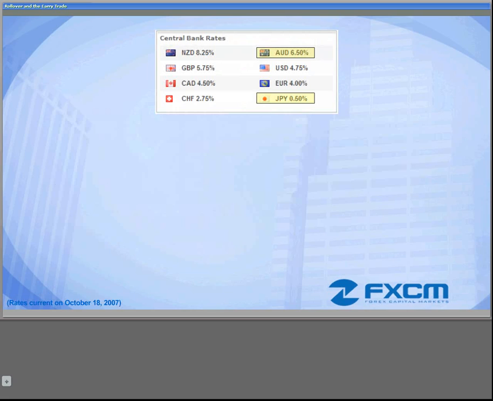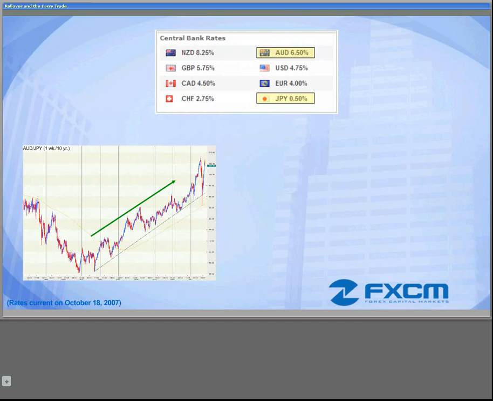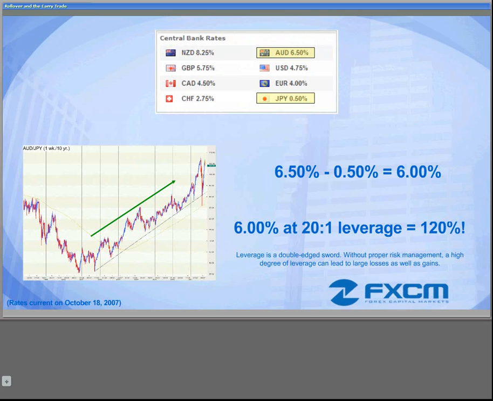You can see the strong trend of Australian dollar strength as investors from around the world sold the yen to buy Australian dollars and earned the difference in interest, which is currently 6%. Now, 6% annually is a nice return, but nothing spectacular. But then you have to remember that many Forex traders are leveraged 50, 100, or even 200 to 1. This means that for a trader with, say, 20 to 1 leverage, 6% becomes 120%. So you can see the attraction in the carry trade.